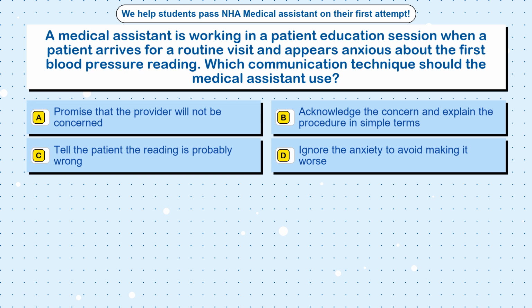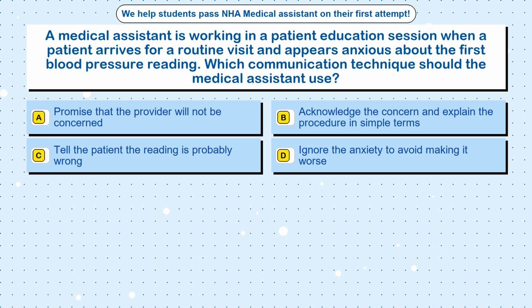Question 17. A medical assistant is working in a patient education session when a patient arrives for a routine visit and appears anxious about the first blood pressure reading. Which communication technique should the medical assistant use? Option A. Promise that the provider will not be concerned. Option B. Acknowledge the concern and explain the procedure in simple terms.